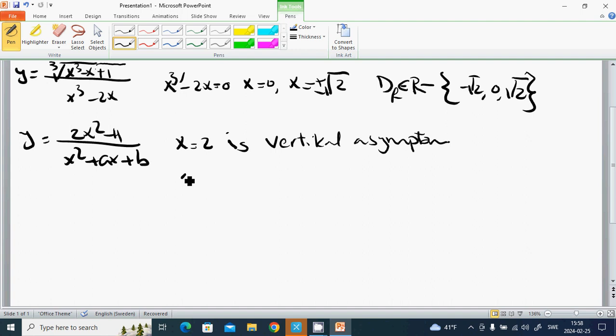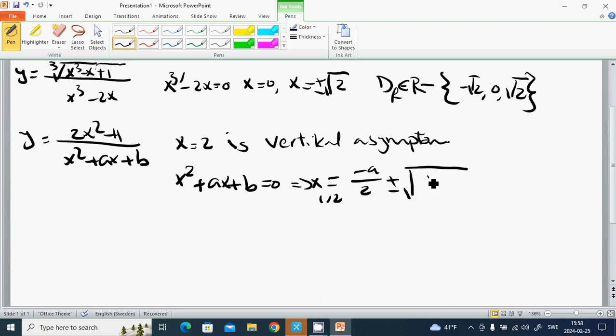Then we put x squared plus ax plus b equals 0. Then x1,2 equals minus a half plus or minus square root of a squared minus 4b divided by 4, and one of the answers is 2.